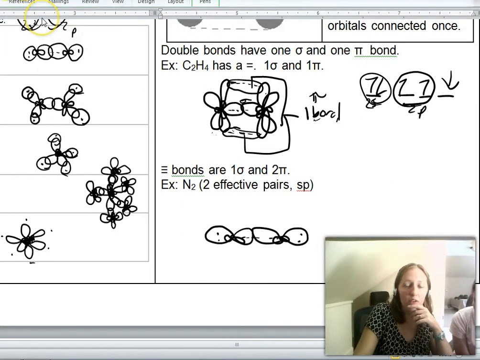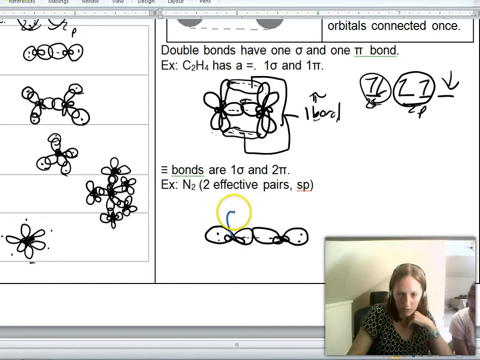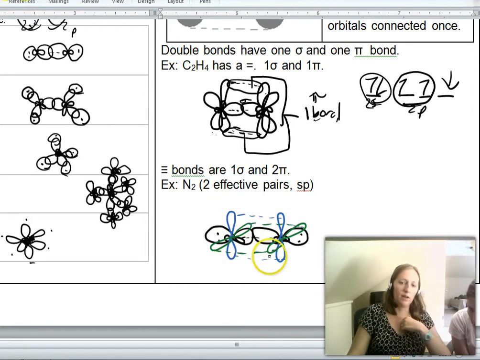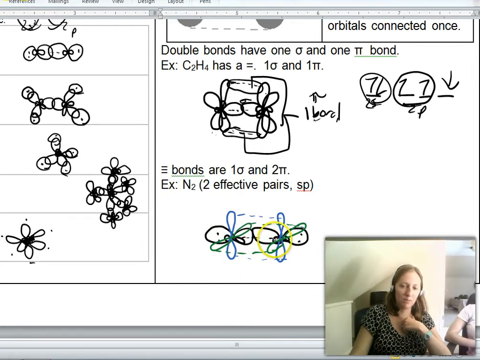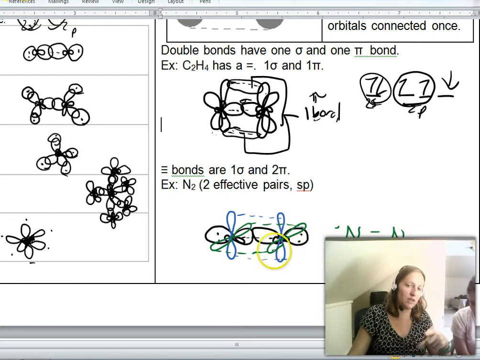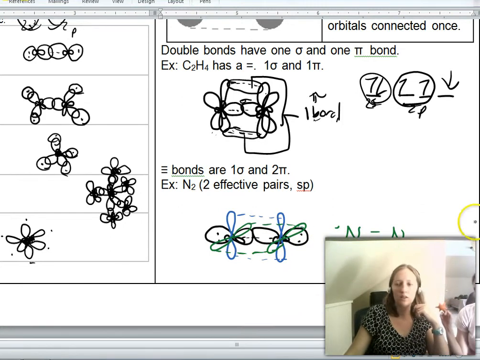I'm going to change colors. So the p orbitals are going to be blue here. You've got these blue p orbitals, and they'll connect across for your second bond. And then I'm going to use another color. The other p orbitals are perpendicular to them, and they bond with each other. So you end up with one bond in the middle between the nuclei and the pi bonds sticking up perpendicular out of them. That's what it actually looks like in 3D space. Isn't that nice? That's complicated.